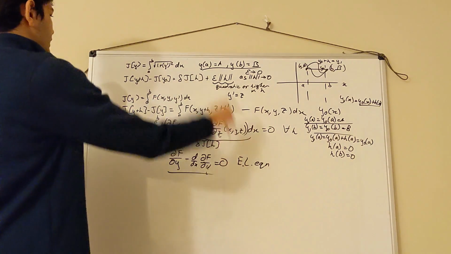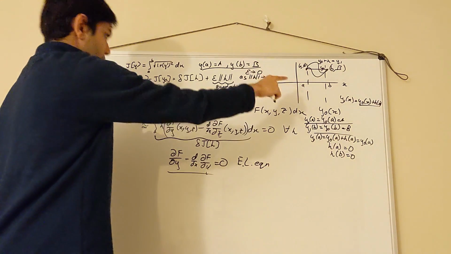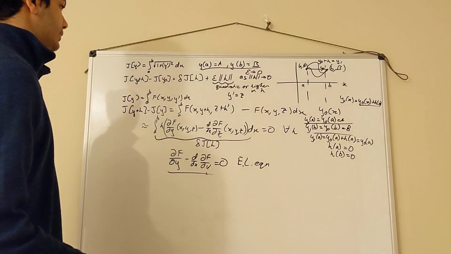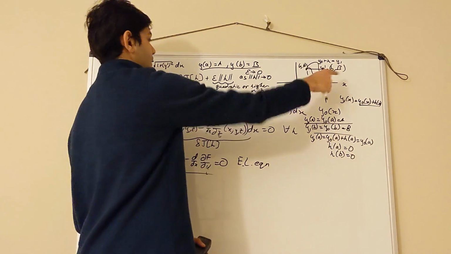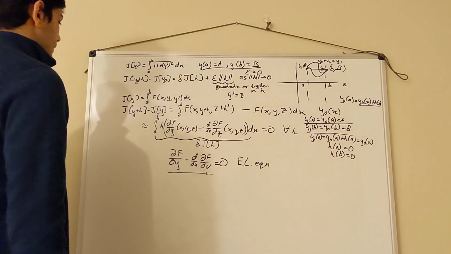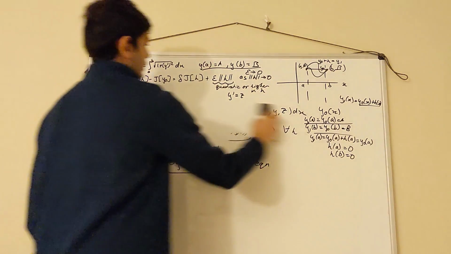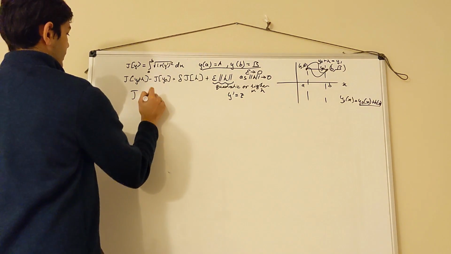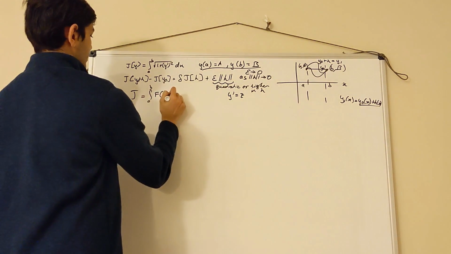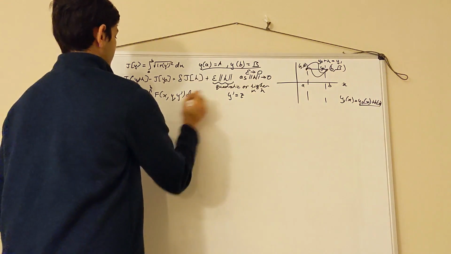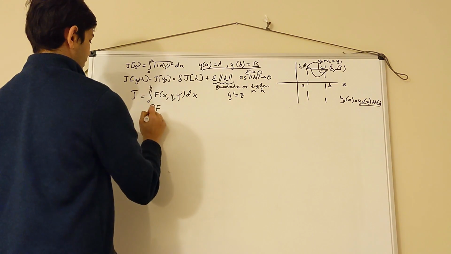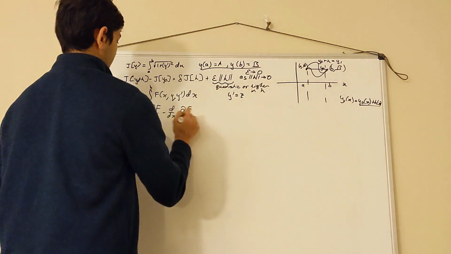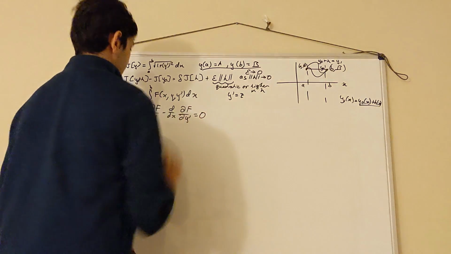Anyways, let's use this equation with these boundary conditions to finally get the line function of least length between two fixed points. So again, if J is equal to the integral from a to b of f(x, y, y') dx, then we have that partial f by partial y minus d/dx of partial f by partial y' is equal to 0.